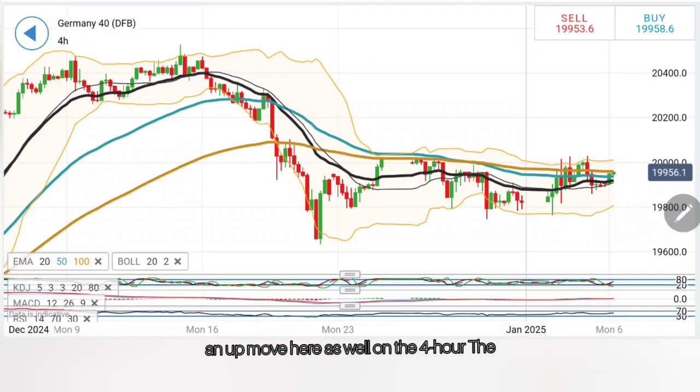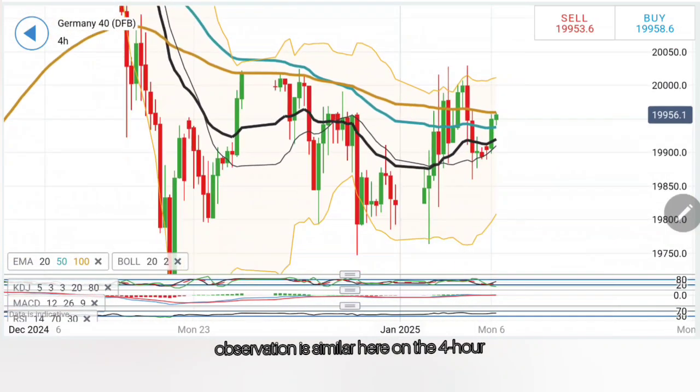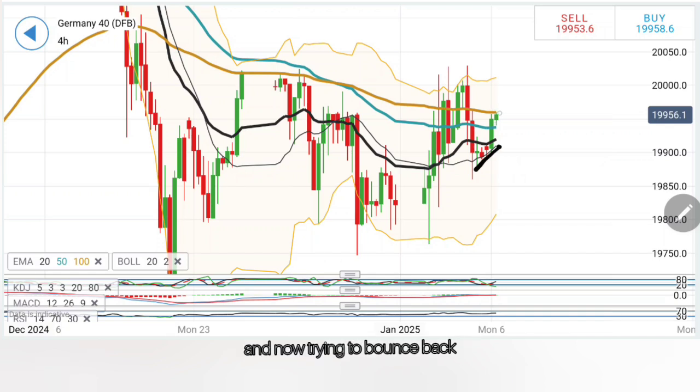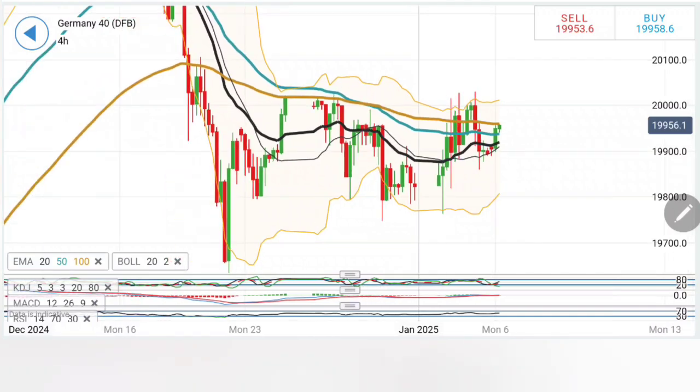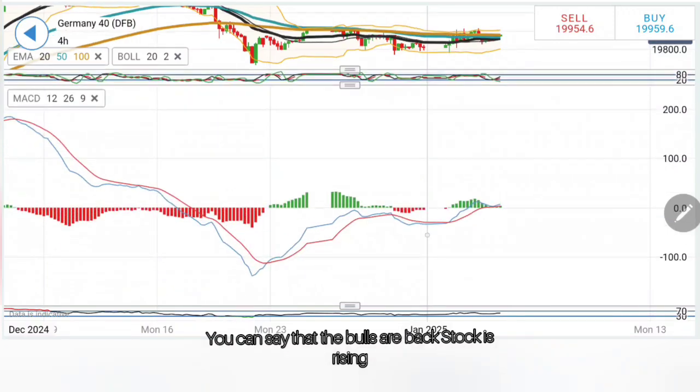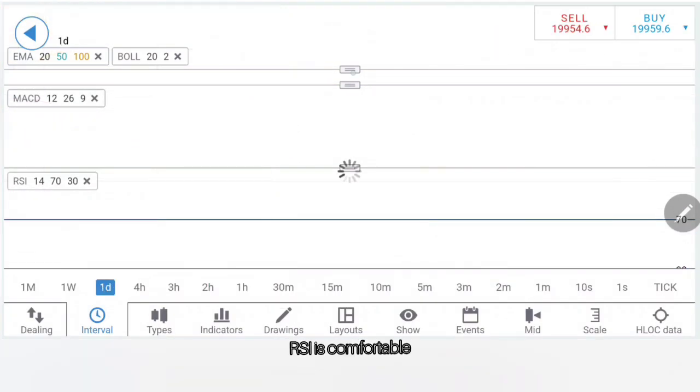On the 4-hour charts, the observation is similar: increasing body size, increasing support here, and now trying to bounce back. The only thing is, this is the zone which is going to remain critical, and then 20,100. Only and only if DAX is seen trading above these levels, you can say that the bulls are back. Stochastic rising, MACD is divergent, RSI is comfortable.